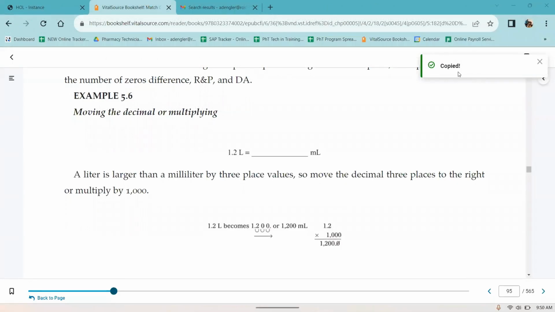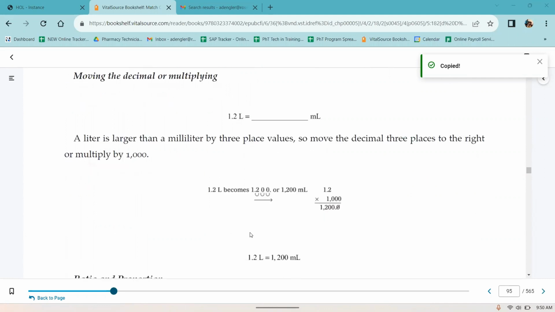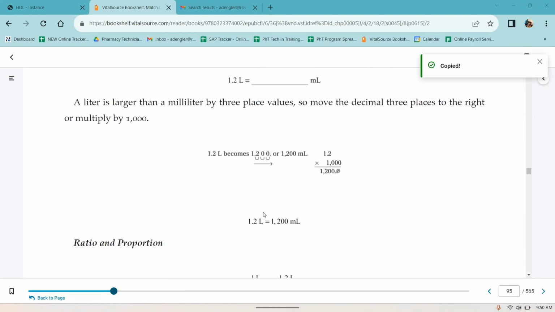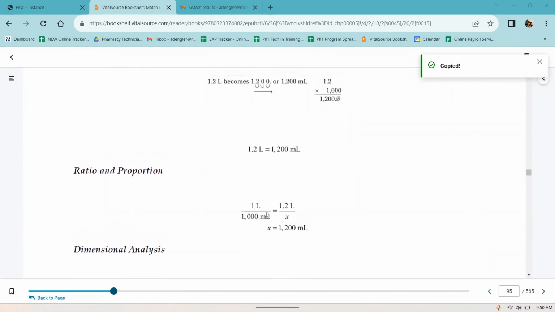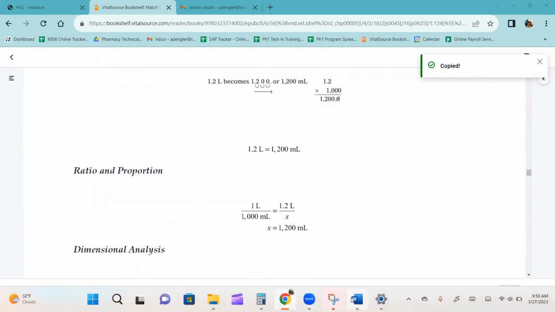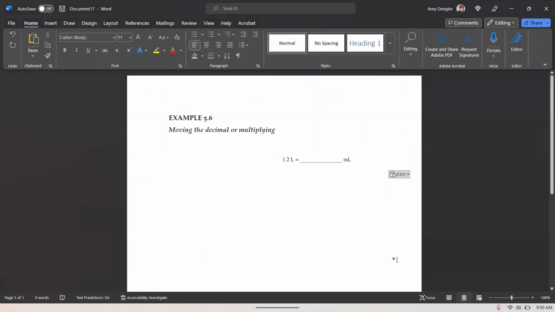So example 5.6, they have us moving from the metric system to the metric system. Technically you can use place values like they do down here and get the answer. The only thing is with doing it this way, I find that most students get the answers wrong. So I think it's a lot easier to do a ratio and proportion. So we're using the 1 liter equals 1,000 milliliters. So let's do that now.